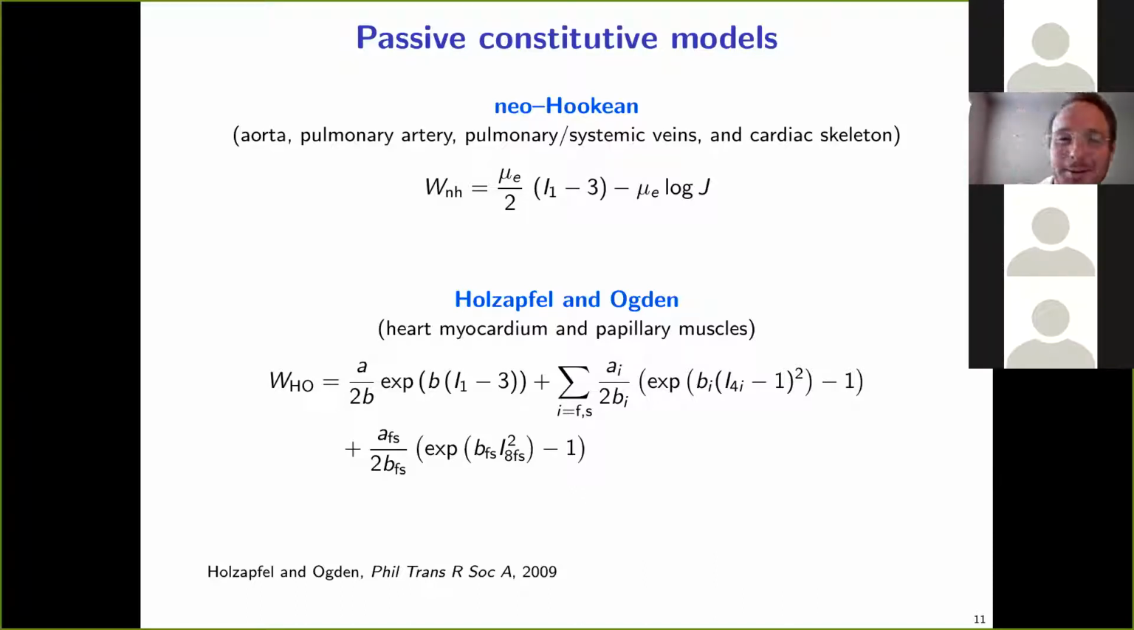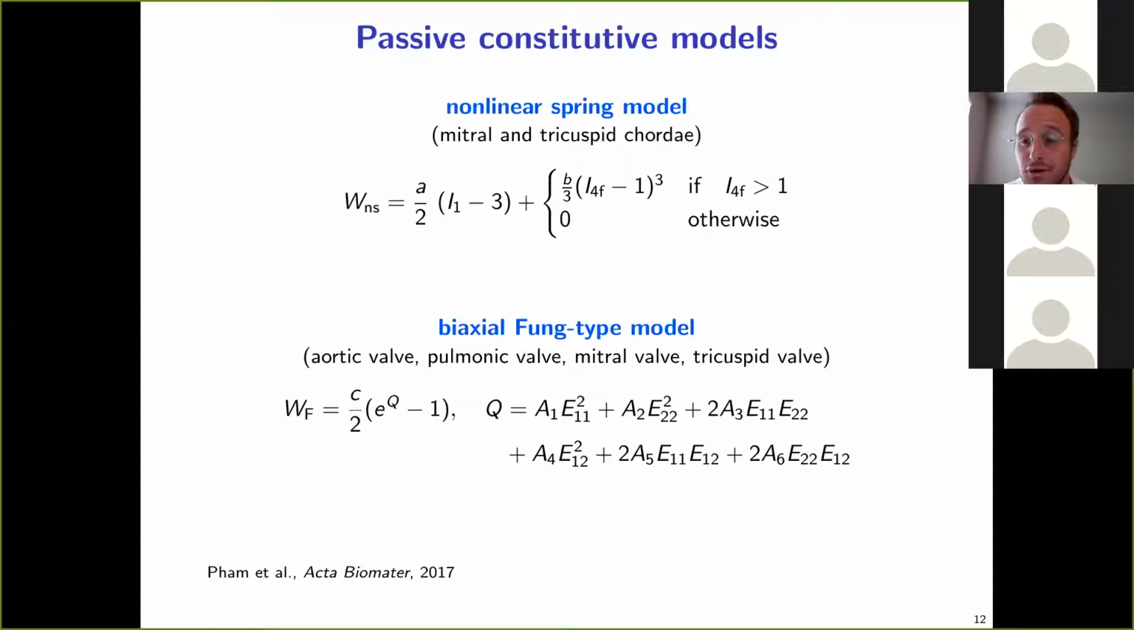Okay, so we have four different passive constitutive models. A neo-Hookean for the great vessels and cardiac skeleton. We use an HO model for the heart myocardium, depending on two fiber directions, as I mentioned previously. For the chordae, we're using a nonlinear spring model that depends on I4 cubed. And for the heart valves, we have a biaxial Fung-type model.